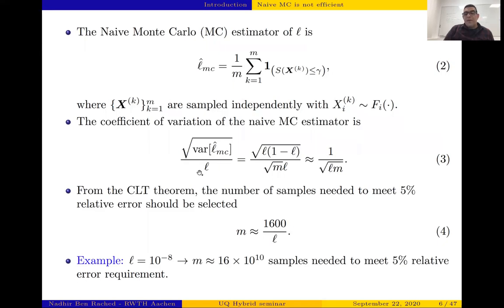And from the central limit theorem, the number of samples needed to meet 5% relative error should be selected approximately equal to 1,600 over L. So for example, if you want to estimate a probability of the order of 10^-8, then we need 16 times 10^10 samples in order to meet the 5% relative error requirement. So this proves that naive Monte Carlo is not efficient in the regime of rare events, and one needs to use other techniques from the family of variance reduction techniques.